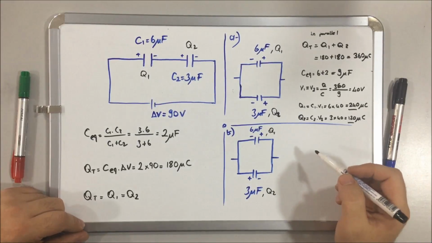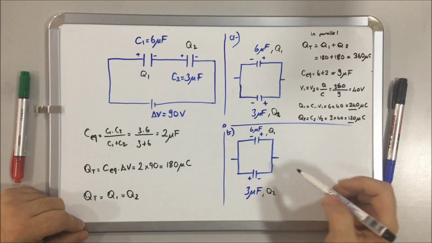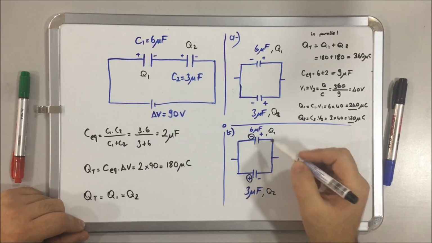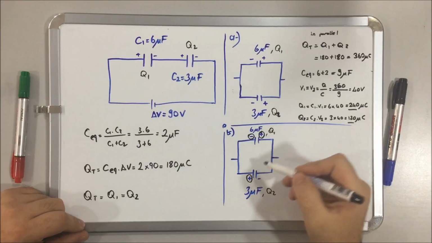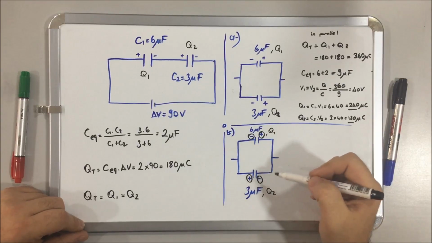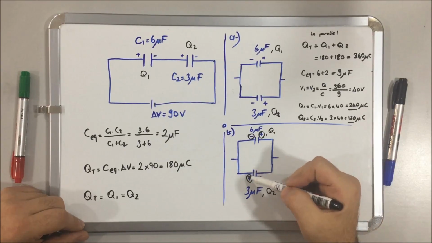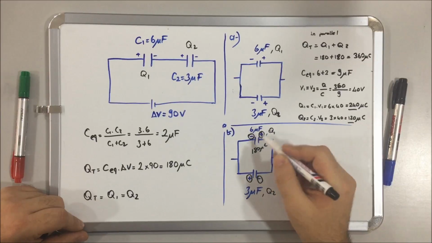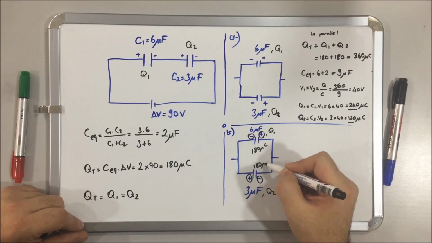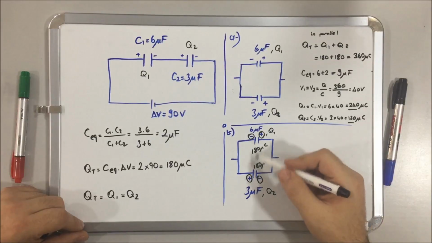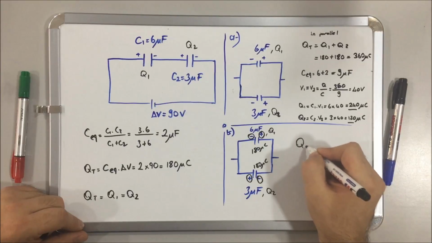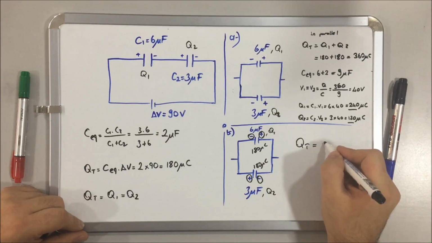Now solve B. For B, as you see, they are parallel, but there is a negative charge and a positive charge. On the right side there are negative and positive, and on the left side there are positive and negative charge. We calculated the charge of 180 microcoulomb for this one, and 180 microcoulomb for this one. So they are connected in parallel but oppositely. Q total is going to be 0.